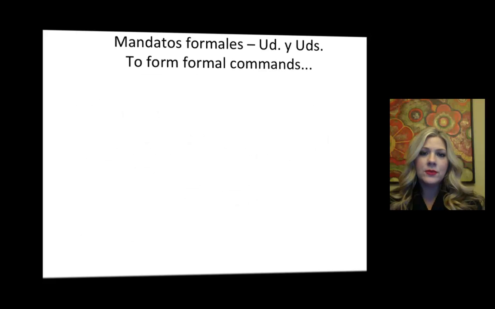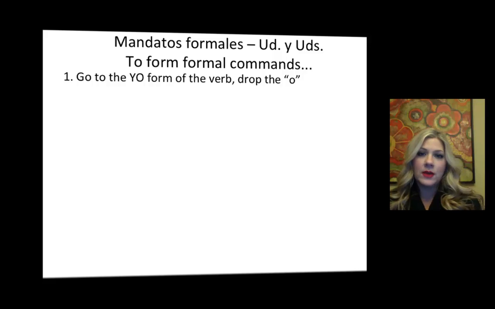So how do we form formal commands? The first thing that we need to do is go to the yo form of our verb. So remember from Spanish 1 that all of our verbs, except for some irregulars, will end in O in the yo form. So we have hablo, escribo, como, vivo, tomo. All of those verbs are in the yo form. So we go to the yo form and then we drop the O.